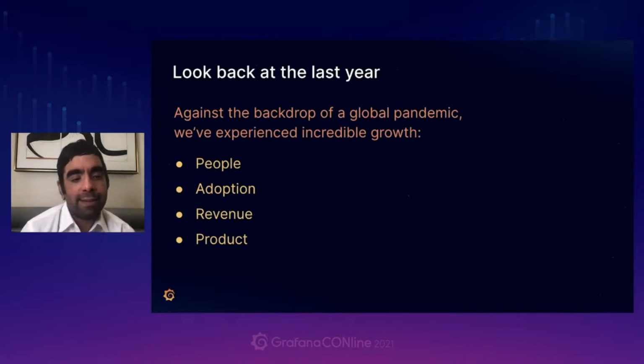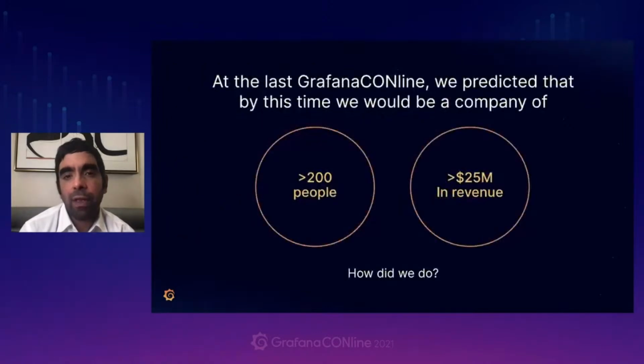So before we dive into details, let's recap what our predictions were at the last GrafanaCONline for where we'd end up as a company at the end of last year. So we predicted that by the end of 2020, we'd be over 200 people and over $25 million in revenue. So how did we do?